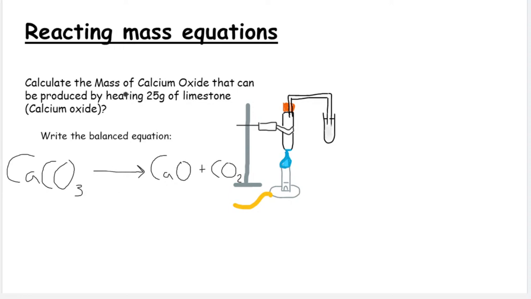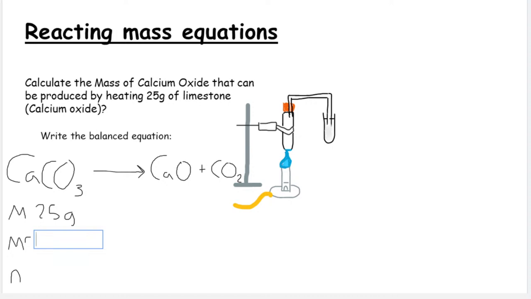So, calculate the maximum mass of calcium oxide I could make if I had 25 grams of this. We need to work out the moles. We do that by calculating the MR. I'm going to cheat and use calcium as an MR of 40. It's actually probably not exactly 40. I'm going to cheat for this question.